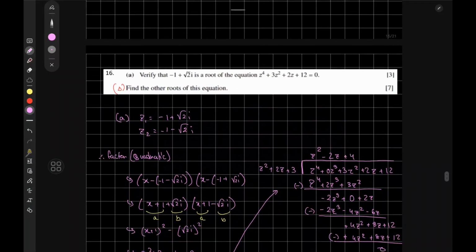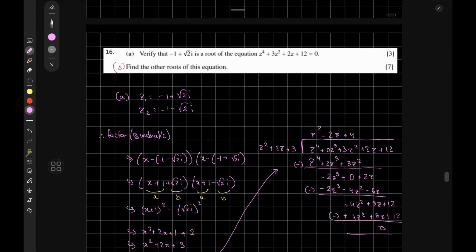Some people might plug in the value directly inside the z and find the answer, because if you plug in -1 plus root 2i to the power 4 and so on and so forth, you're going to see after you solve the entire thing that you get 0, but that is very lengthy. So the easier way to do it is, since you know one of the roots, which is -1 plus root 2i, the other is supposed to be -1 minus root 2i.